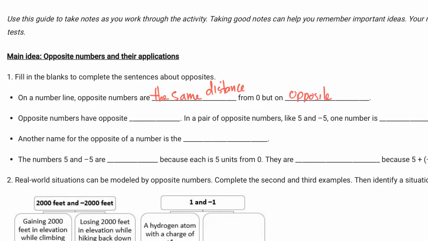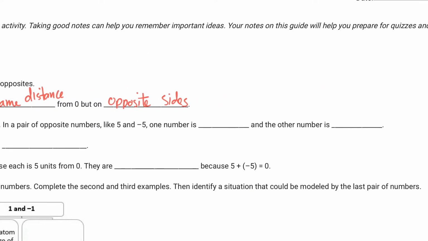It's opposite sides. And so when we're talking about a number line, it's basically something like this, a number line where you have opposite numbers. So you have such as 0, and you have maybe 2, and then you have -2, and they're on equal distance on opposite sides of 0, right?